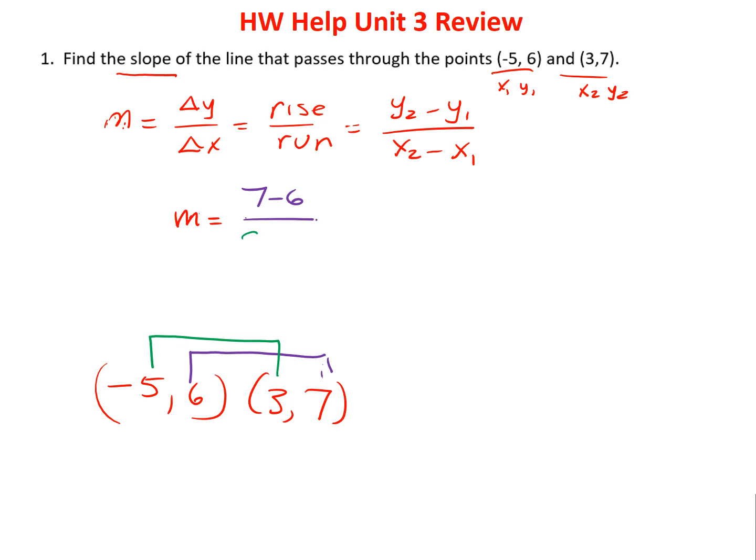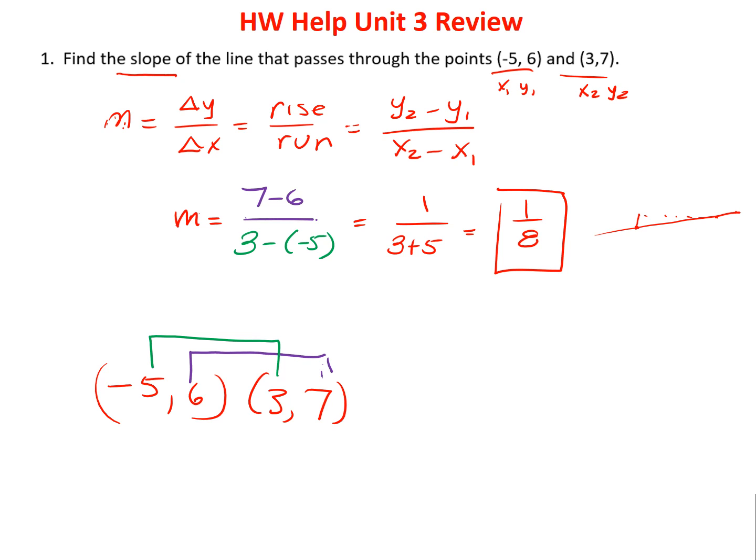Now be careful of your negative signs here. 3 subtract, but I'm subtracting negative 5. Okay? Now remember, 7 minus 6 is 1, but 3 minus 5 becomes 3 plus 5. So our actual answer is 1 over 8 is the slope. If I were graphing it, it means from one point I would go up 1, and then I'd go over 8. And that would be a slope of that kind of line.